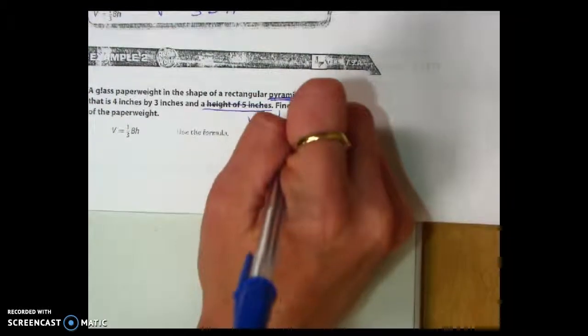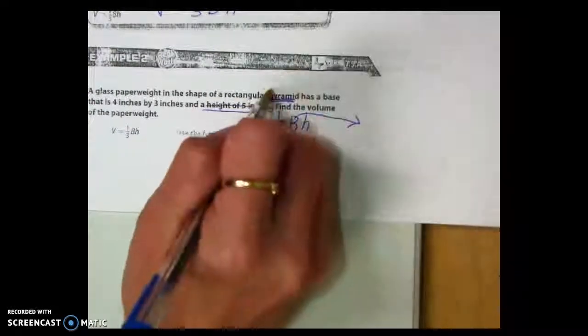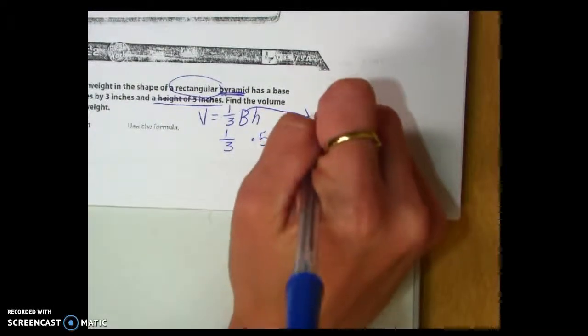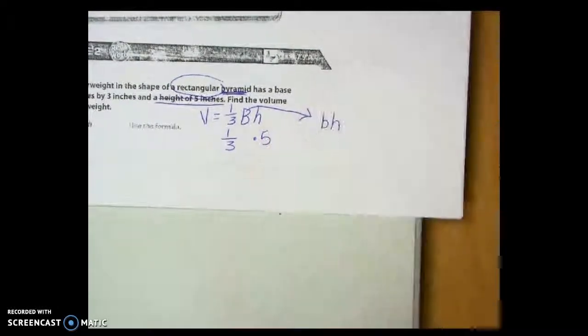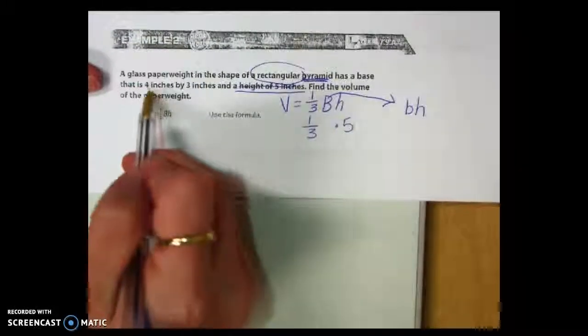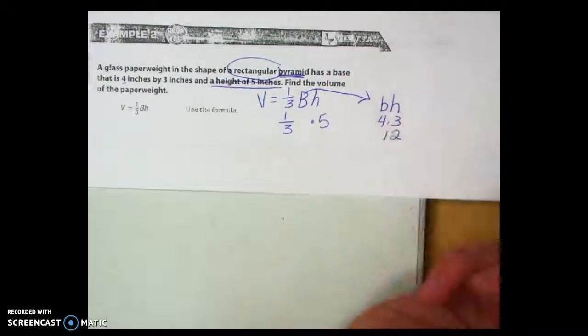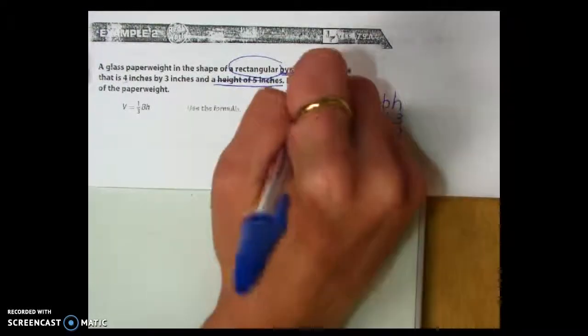Okay, so I've got to go off to the side. This said it was a rectangular pyramid. So my formula is going to be for a rectangle, area of a rectangle. It's 4 inches by 3 inches, so that's 12. So I'm going to take this 12 and plug it in right here.